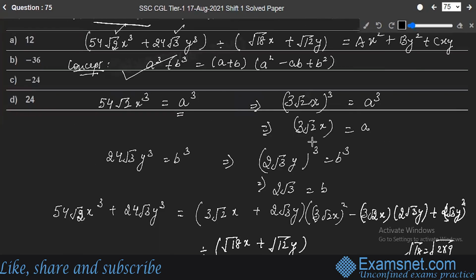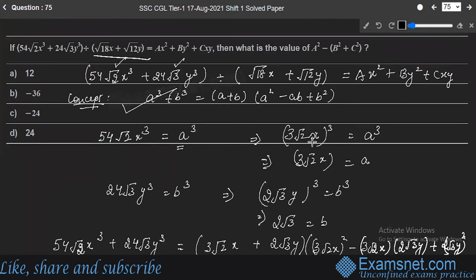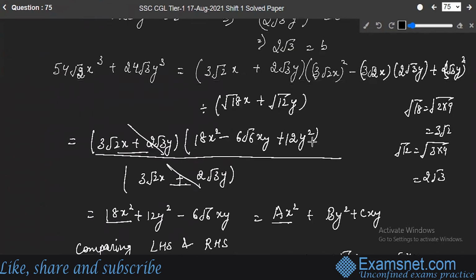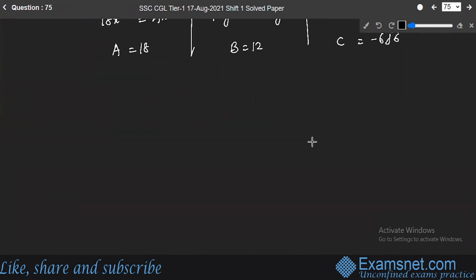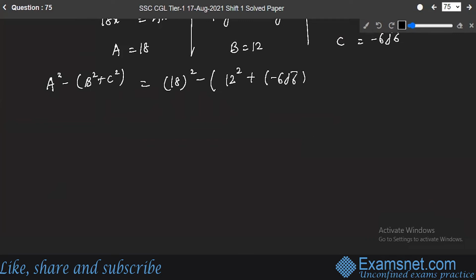What you had to find out in the expression in the question was a square minus b square plus c square. So let's go for it. A square minus b square plus c square. This makes it 18 square minus 12 square plus 6 root 6 whole square. Okay, what is 18 square? 324. 18 square minus 12 square is 144.